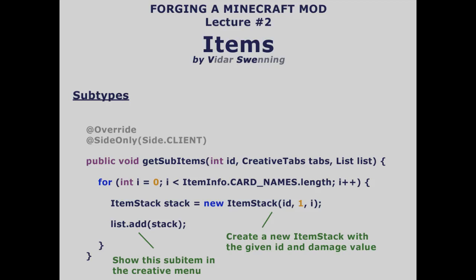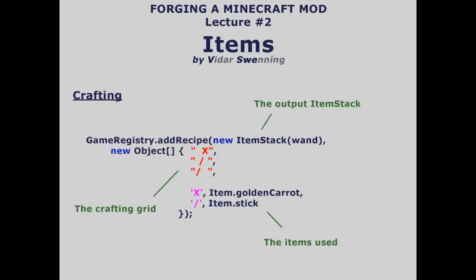What does this mean to us when we don't have sub items? Well, if we don't have sub items and don't override this, it's just going to add it once. So if we don't override this method when we do have sub items, we will only see one type of the item, the one with damage value 0, if any of our sub items have that. And finally, we had the crafting.